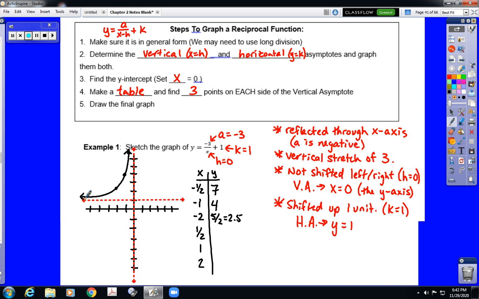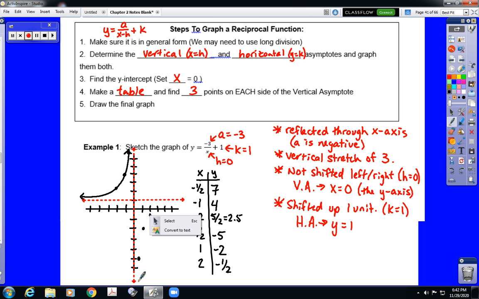1/2 goes in. -3 divided by 1/2 is -6, plus 1 is -5. 1 goes in. -3 divided by 1 is -3, plus 1 is -2. 2 goes in, would be -3/2, plus 1, which would be -1/2. Graph those points. So 1/2, -5. 1, -2. And 2, -1/2.